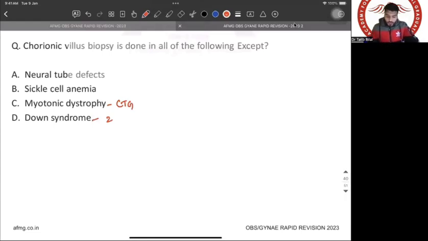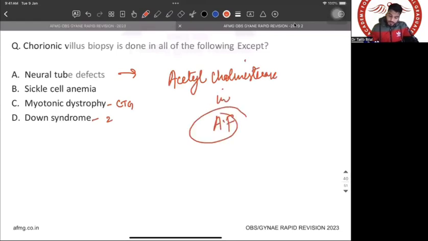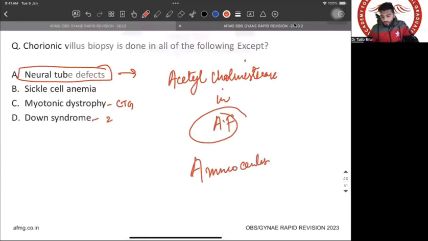But if I talk about neural tube defects, my dear students, for neural tube defects we check the amniotic fluid, and if there is a presence of acetylcholinesterase in amniotic fluid, that is the confirmation of neural tube defect. So instead of chorionic villus biopsy, we go for amniocentesis.